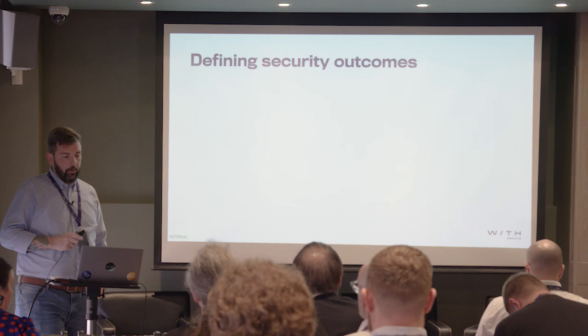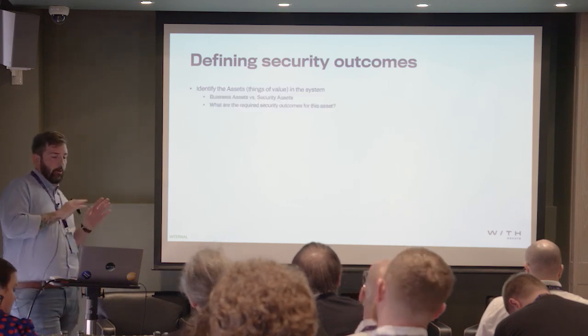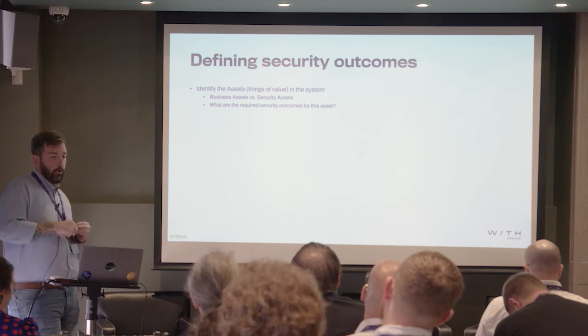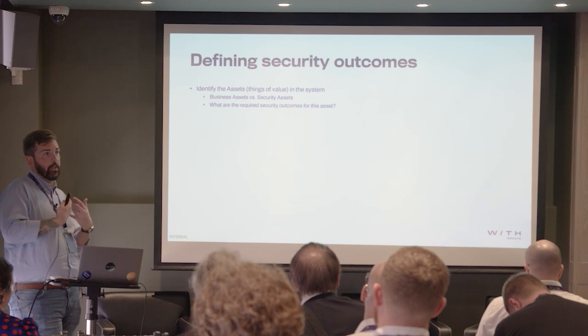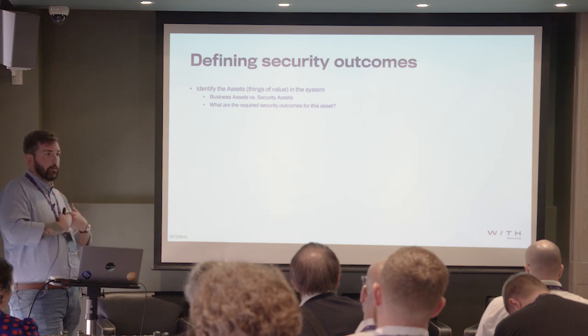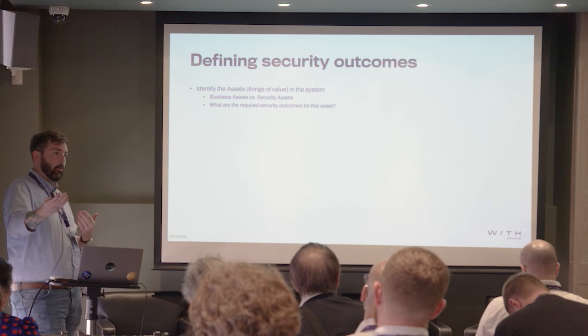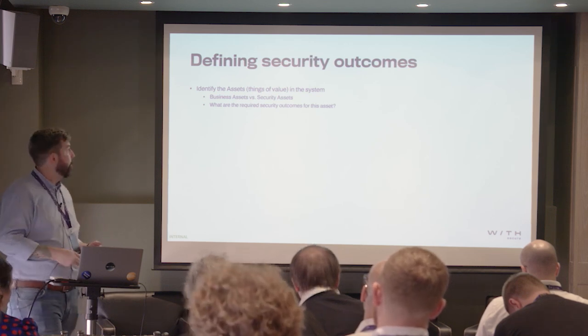So what does it mean to define security outcomes, and how do we use threat modeling to do this? When we're talking about identifying the assets within the system, the things of value, we're ultimately talking about business assets and security assets. It's useful to separate these things because business assets are the things that drive value for the business. Security assets are things that an attacker may want to target on the path towards those business assets, but are not necessarily the primary objective.